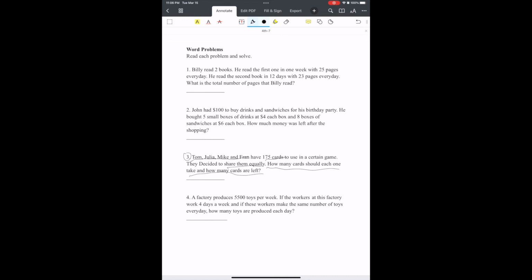So basically, since we know there's 4 people and 175 cards, we do simple division. So 175 divided by 4. So 4 goes into 1 0 times, but 4 goes into 17 4 times. So 17 minus 16 is 1, bring down the 5. 4 goes into 15 3 times, so 15 minus 12 is 3, so they each get 43 cards, and there will be 3 left over.